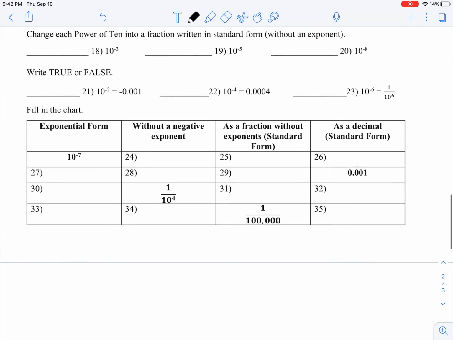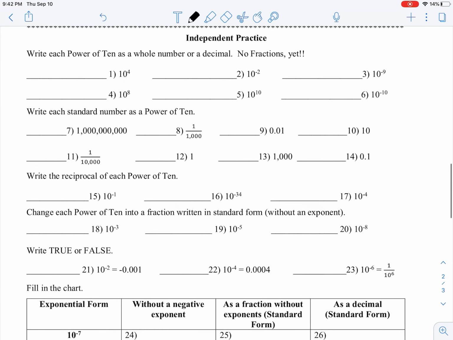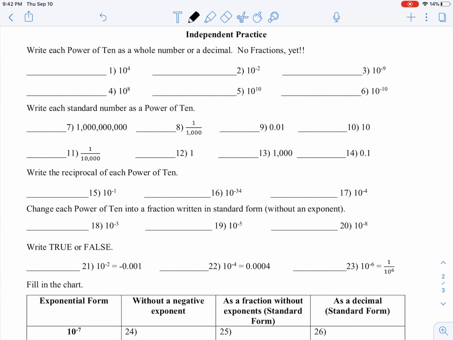All right, so the rest of this independent practice here will be posted as a file that you can open and copy from there as well. And remember to turn this into the 10-6 turn-in bin.